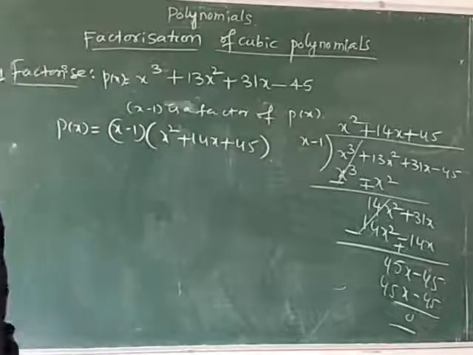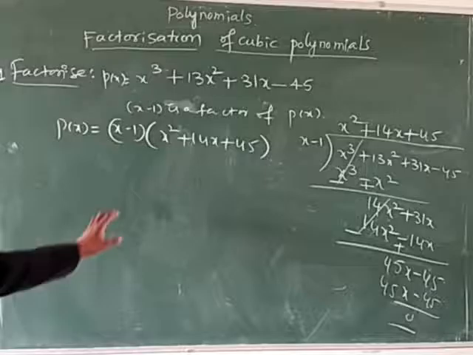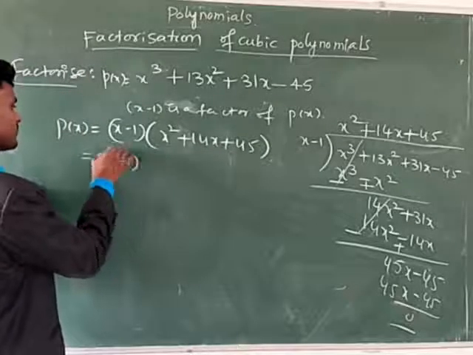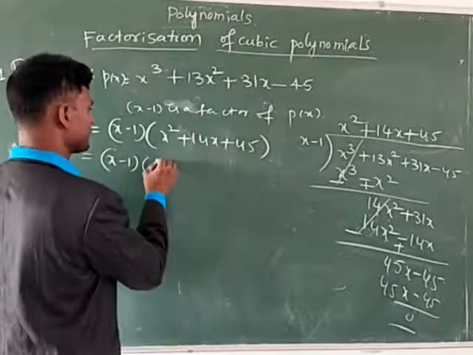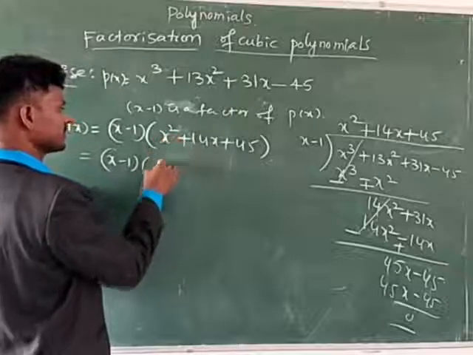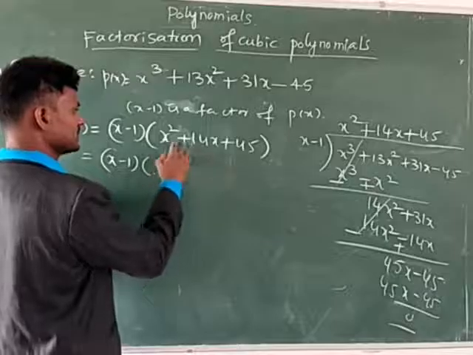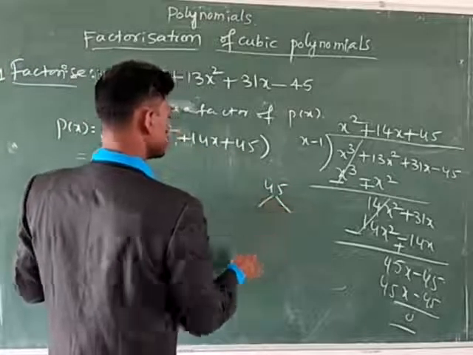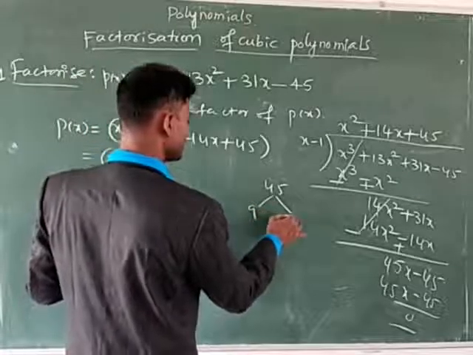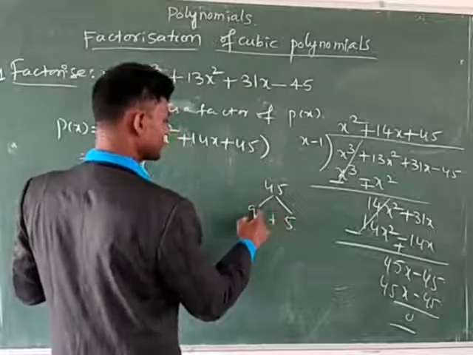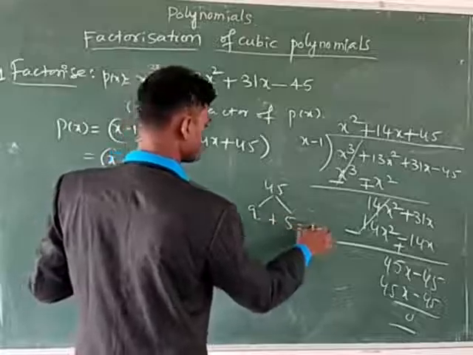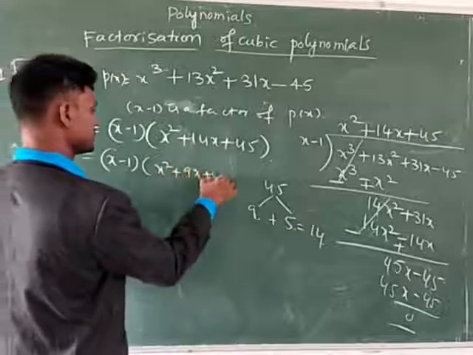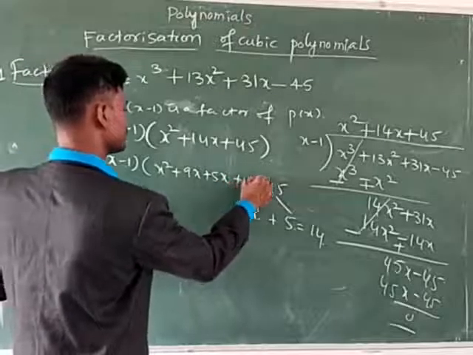Now the normal method is to use splitting of the middle term. Here x minus 1 into x square, plus its coefficient 14x, plus 45. 45 is written as 9 fives are 45, and 9 plus 5 is equal to 14. Now x square plus 9x plus 5x plus 45.